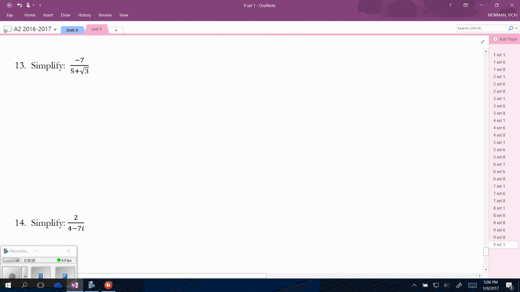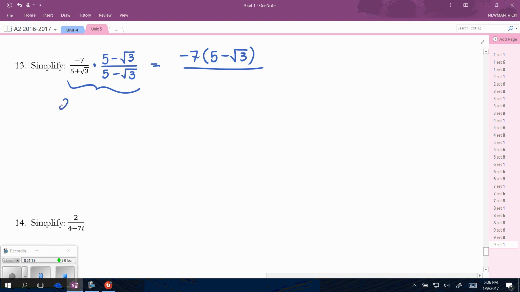Number 13. If you have a binomial in the denominator with a radical, you need to multiply by the conjugate. The conjugate is the same numbers, just a different sign between them, on the top and on the bottom. In the top, you just want to leave the 7 not distributed until later, possibly. And in the bottom, well, you can do that out by hand. You can also check it in the calculator.